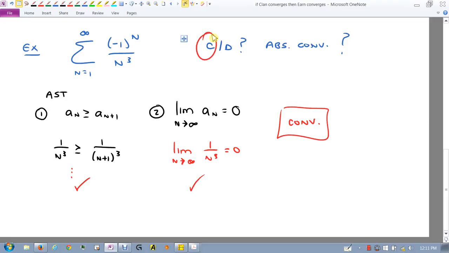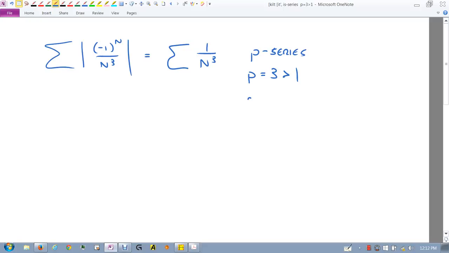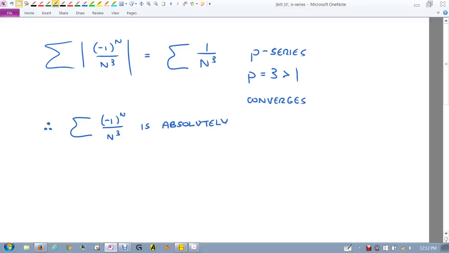Now, is it absolutely convergent? To do that, we take the absolute value of what's up there, which is just 1 over n cubed, which is a P-series. P is 3, which is bigger than 1, and what does that mean? Converges. Therefore, the original series is absolutely convergent.